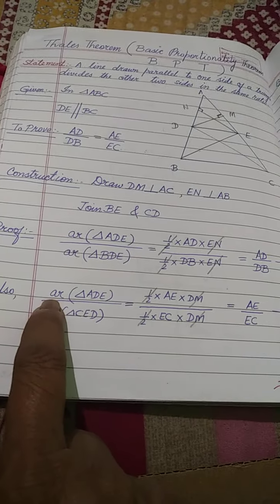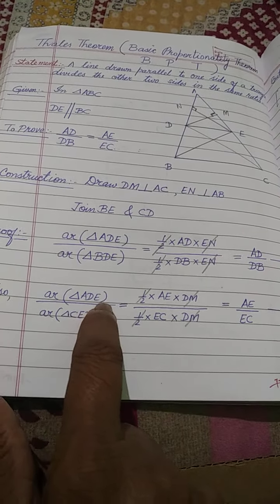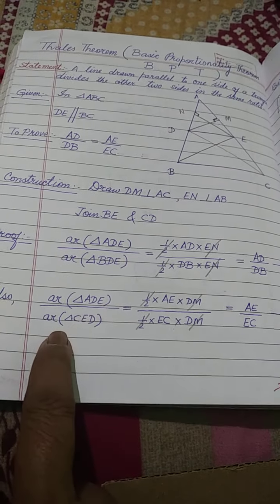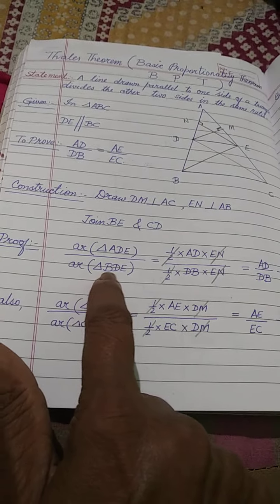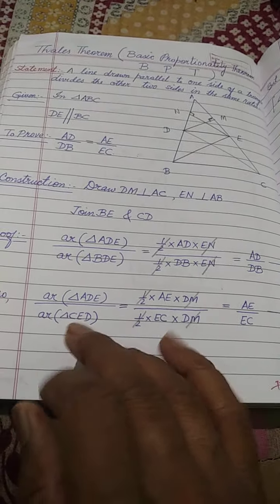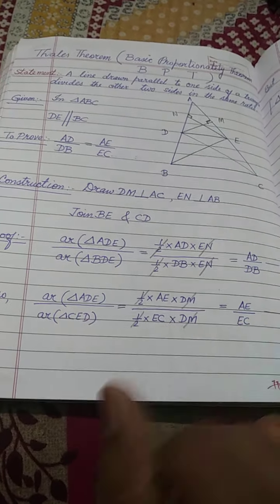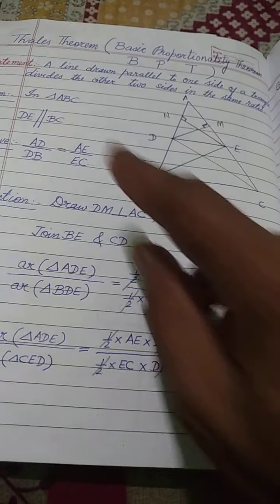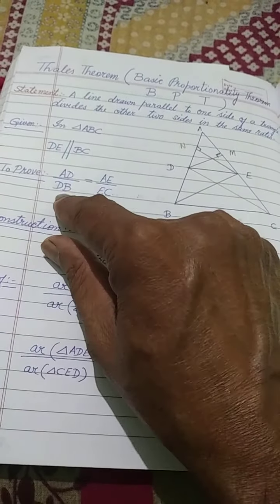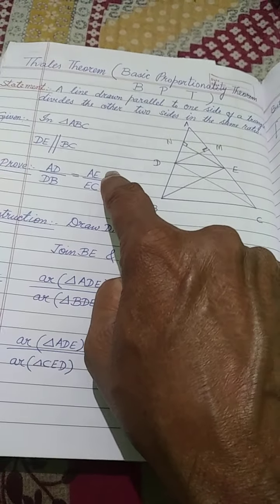Again we will take area of triangle ADE. Here also we took the same triangle, but in the denominator, in place of BDE we will take triangle CDE. Now when we take this set of triangles, the base will be changed. According to what we want to prove, one time we will take AD and DB and one time we will take AE and EC.